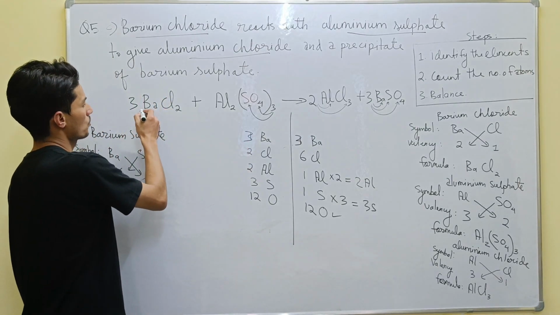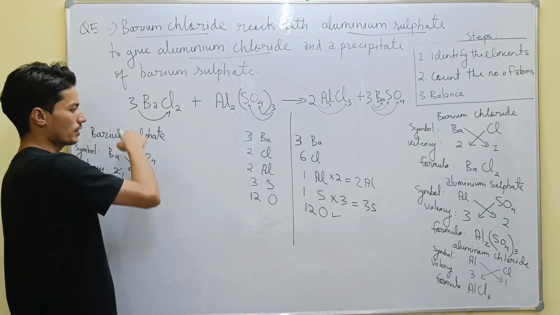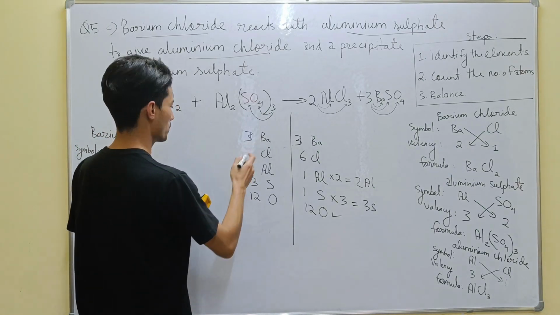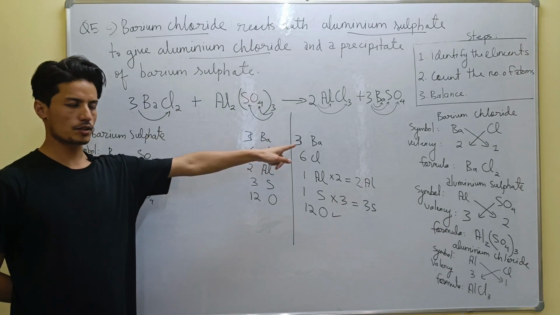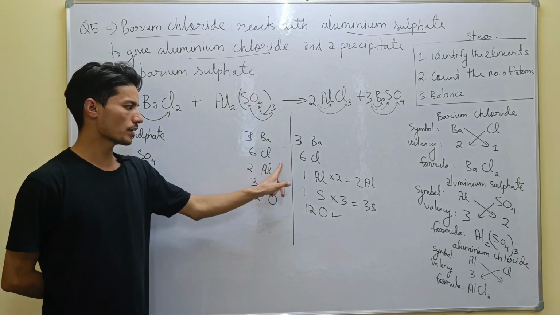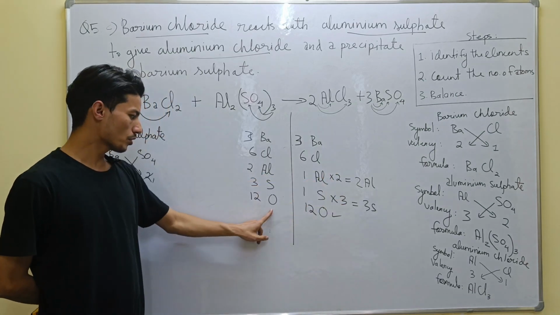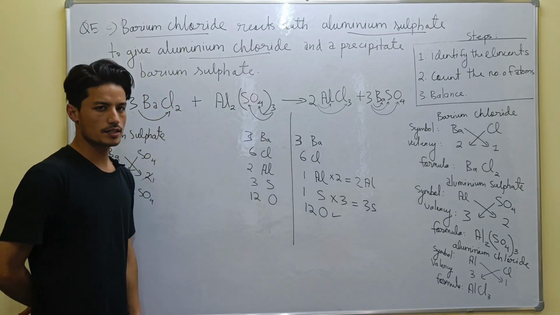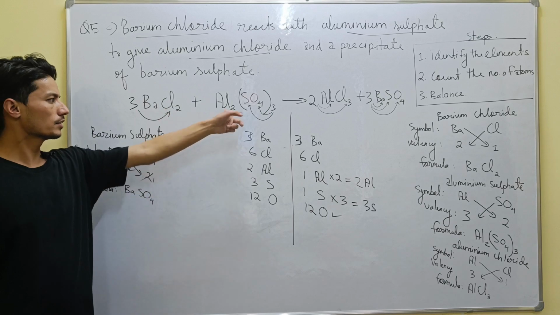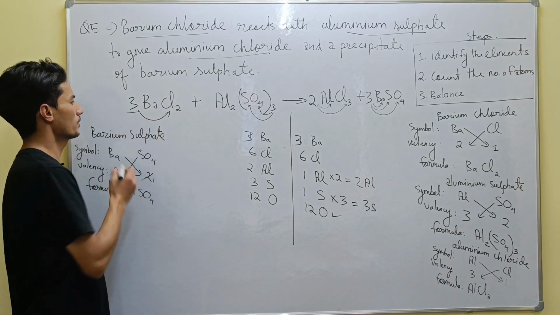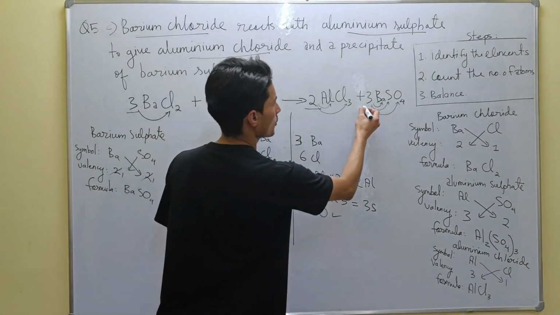But this 3 also belongs to chlorine. So chlorine already has 2 atoms, so these 2 will multiply with 3 and give you 6. So 3 twos are 6. So you are getting 6 chlorine. Yes or no? So now you check, are they all balanced? 3 barium balance, 6 chlorine atoms balance, 2 aluminium balance, 3 sulfur balance, 12 oxygen balance. Are they balanced? Yes, indeed it is balanced. So the question number C, the balanced chemical equation looks like this. So we put 3 here, and we had to put 2 here, and we had to put 3 here.